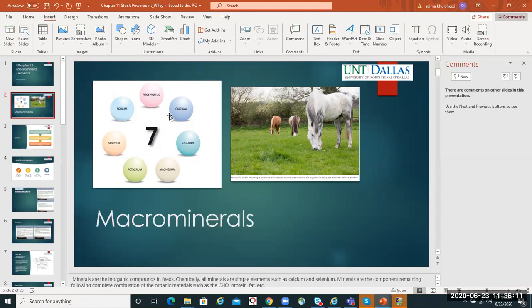Talking about magnesium, being a constituent of bone, it's required for activation of several enzymes. So all macrominerals have one function or another. We will talk about each of the macromineral elements, their functions, the deficiency symptoms, and some toxicity levels in our coming up slides.